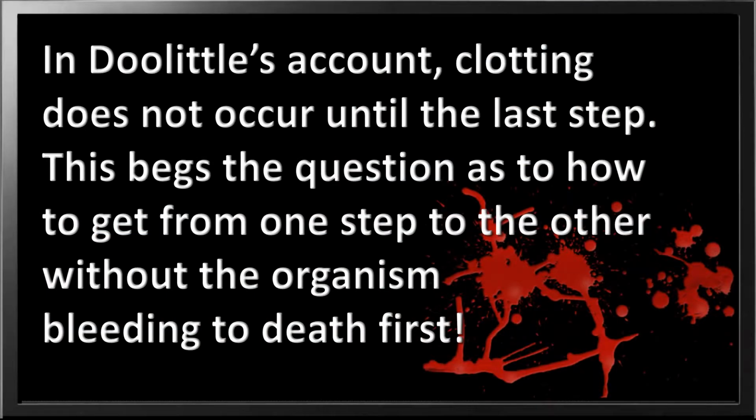So in Doolittle's account, clotting does not occur till the last stage. And this begs the question: how do you get from one step to the other without the organism bleeding to death first?